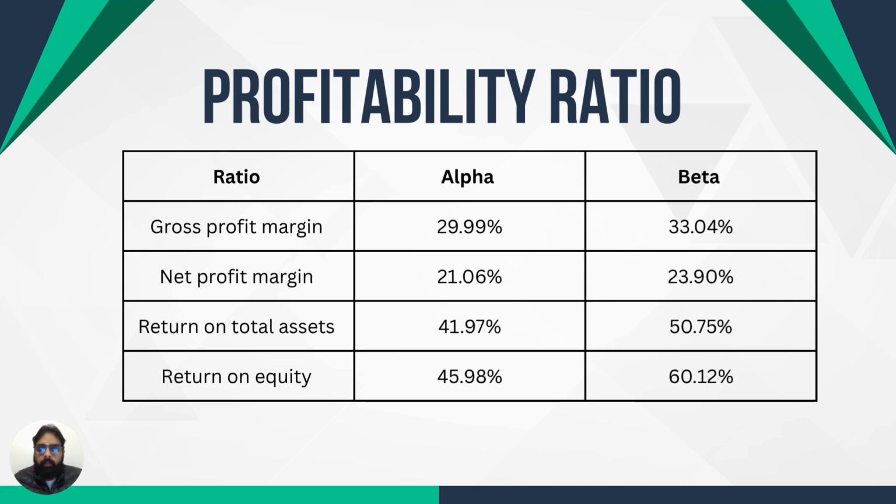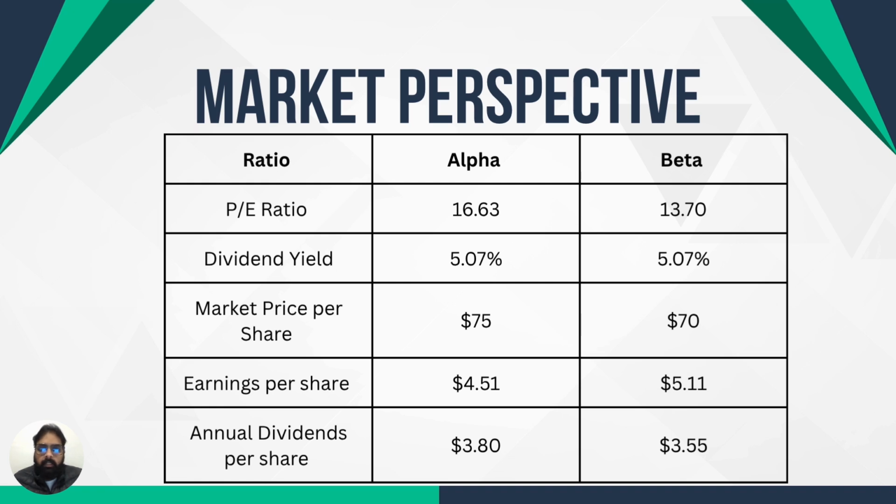Now, coming towards the market perspective, based on the market value ratios, both companies have strengths, but alpha appears more attractive from a market valuation perspective, while beta shows stronger earning performance. So, talking about the different measures one by one, alpha has a higher P to E ratio than beta. This suggests investors are willing to pay more for alpha's earnings, possibly because they expect stronger future growth.